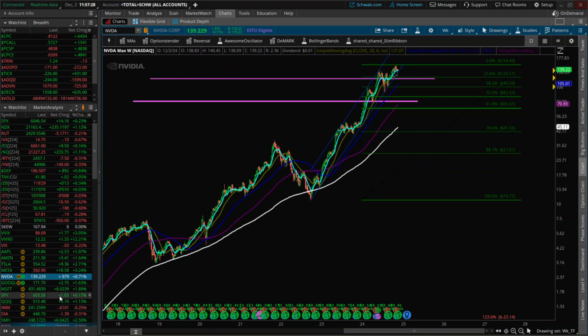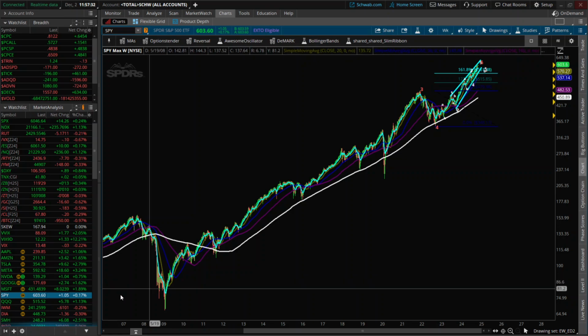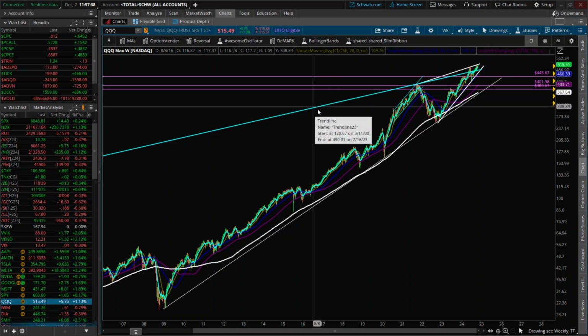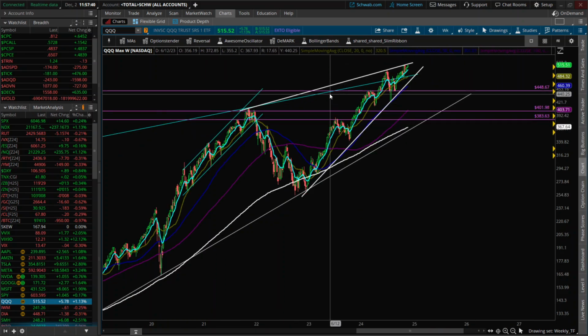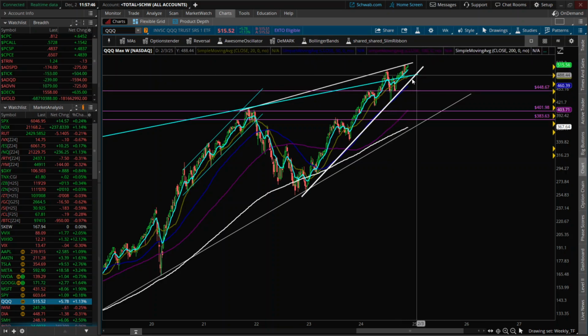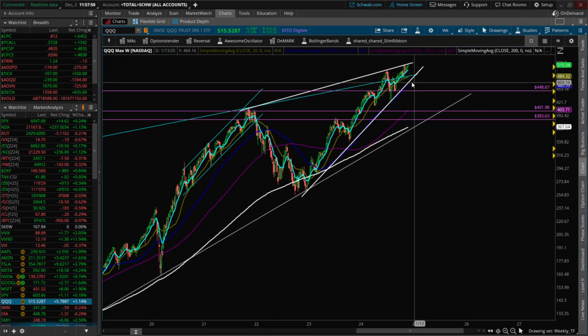All right, getting into SPY, we'll talk about this. Let's do SPY last, so we can just take a quick look at the Qs. This is from the 2000 top, from the tech bubble. So we're exceeding that. We're trying to stay above it. If we get back below it, then we'll be breaking this trend line and fake breaking back above there.